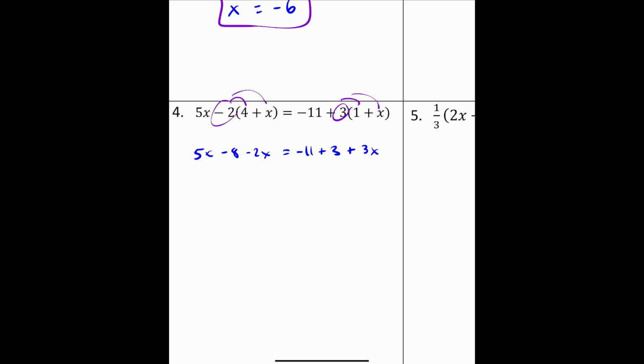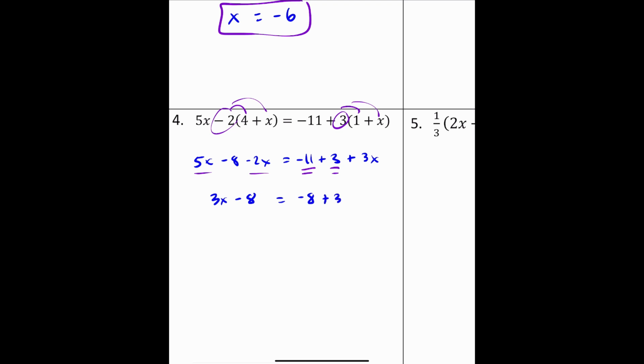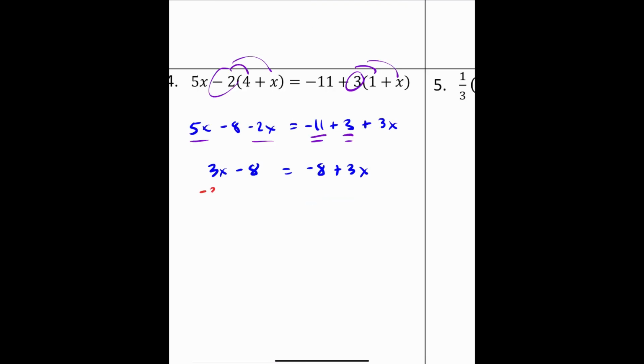Let's take a look at any terms that we need to combine. I notice that we have two on the left-hand side of the equal sign, so I'll combine the 5x and the negative 2x together. 5x minus 2x is 3x minus 8 equals, and look, we have some constants on the right-hand side of the equal sign, so negative 11 plus 3 is negative 8. Plus 3x. So I'm going to subtract both sides by 3x. And then notice that those cancel.